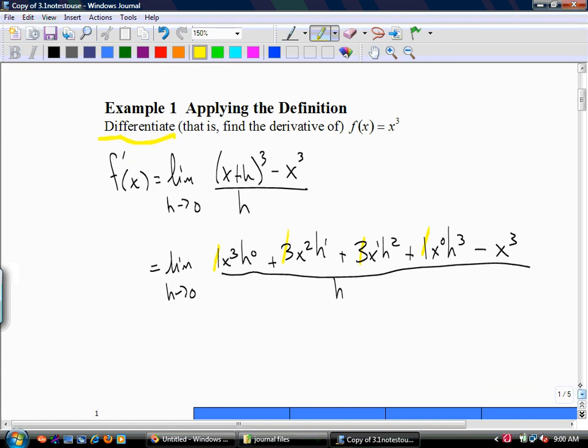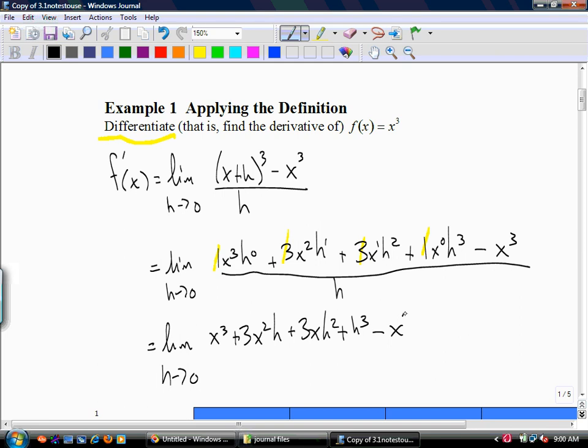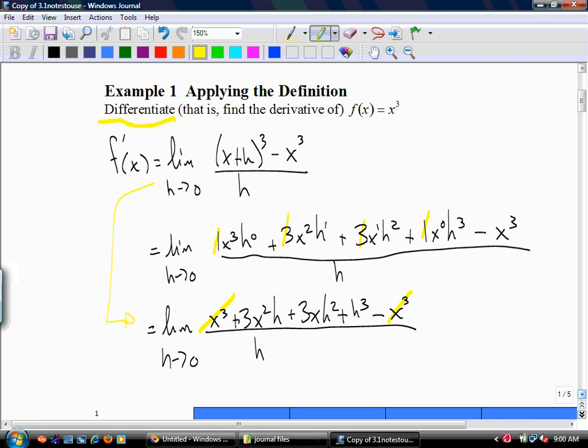We clean it up a little bit. So you get x cubed plus 3x squared h plus 3x h squared plus h cubed minus x cubed all over h. Now, you could jump from this line down to this line. I put that middle line in there as a teaching line. Okay? X cubes cancel. Hey, look, Mr. Epp, let's factor out h. Are we always going to have to factor out h?